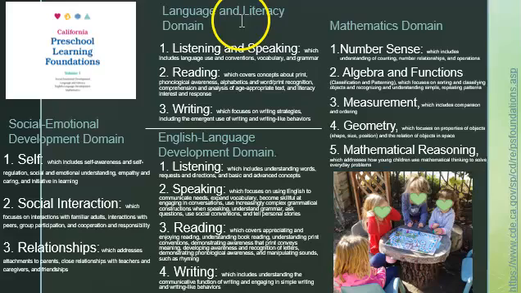The second domain, Language and Literacy, is represented by a yellow book. This domain goals students in developing their listening and speaking skills, reading and writing abilities. Followed by the English Language Development domain, represented by a blue globe. Students are also goaled towards listening, speaking, reading, and writing skills. However, this particular domain is focused directly on English language learners.